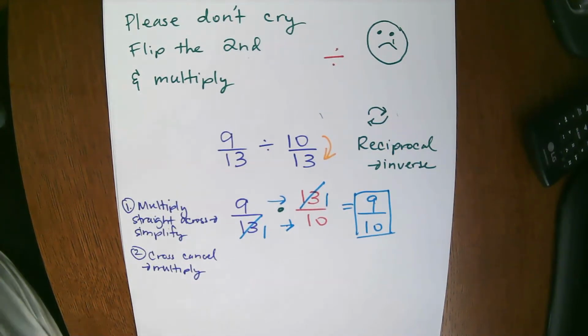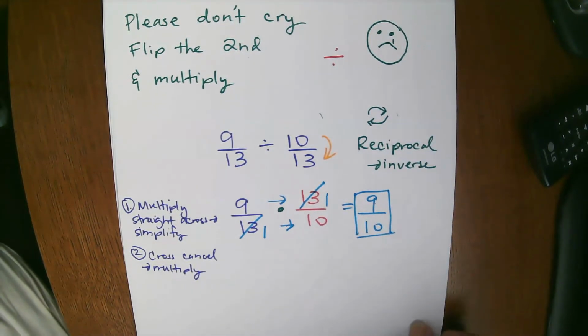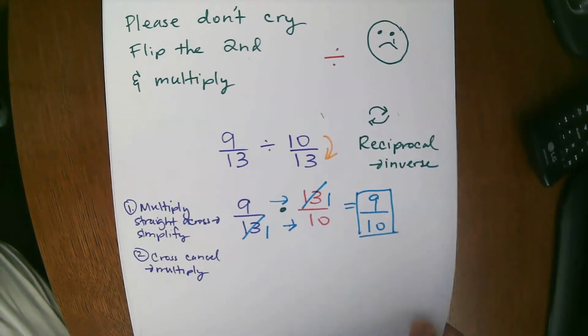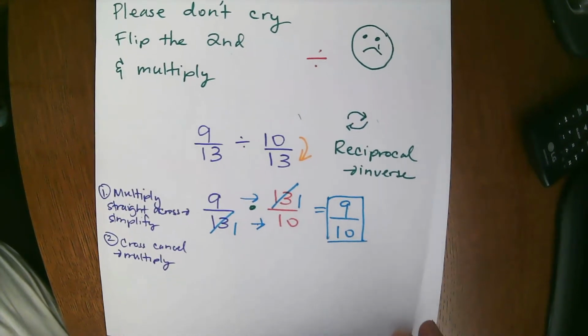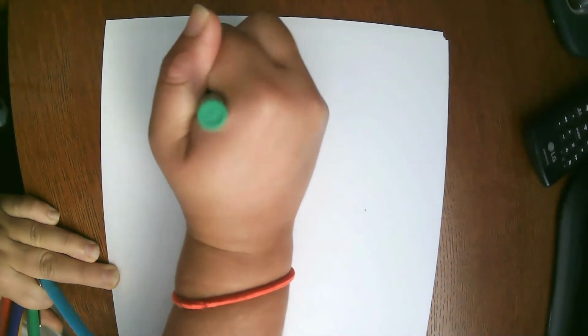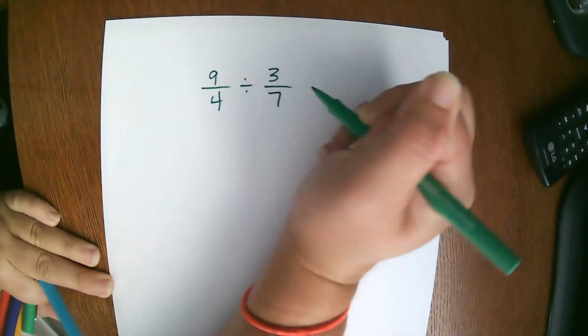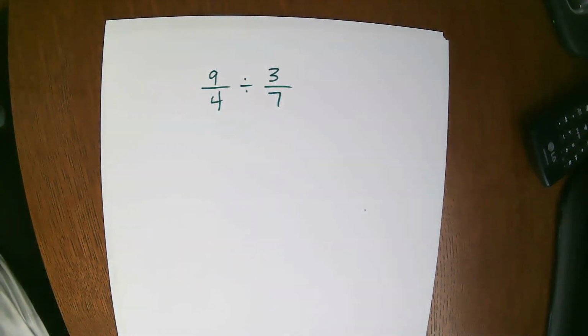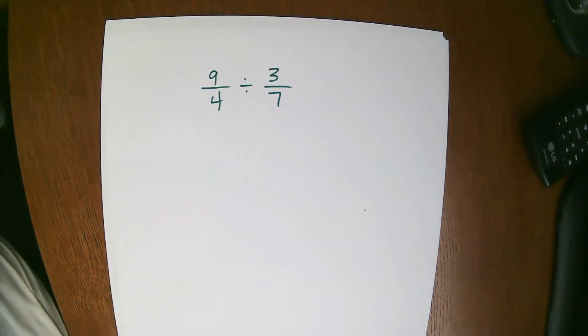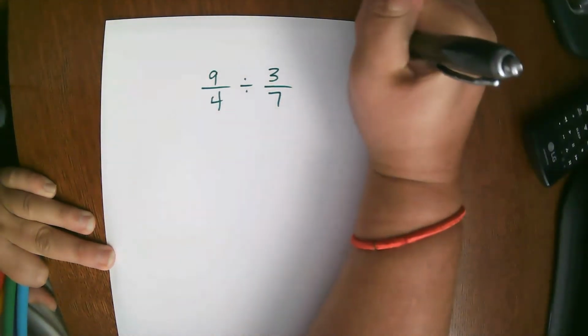Okay, let's look at another example. And hopefully you're pausing this, right? And you're working these out with me, and we're doing this together, and you're active, right? Because that's really going to help you learn. So let's look at another example. We have 9 over 4 divided by 3 over 7.